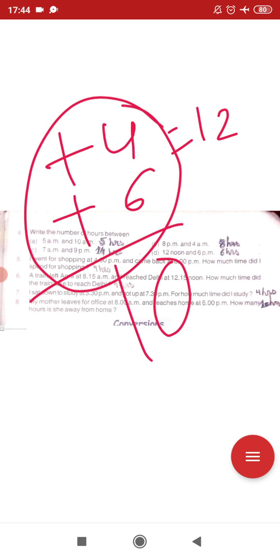Later on you will understand how to find out time by subtracting or by adding the times that are mentioned to find out the difference. Okay. You can make the calculation of all these problems orally.